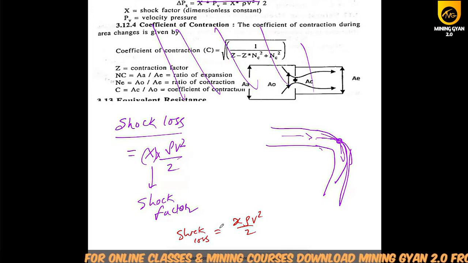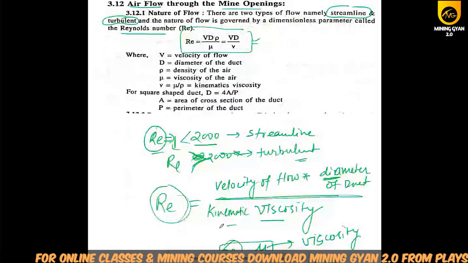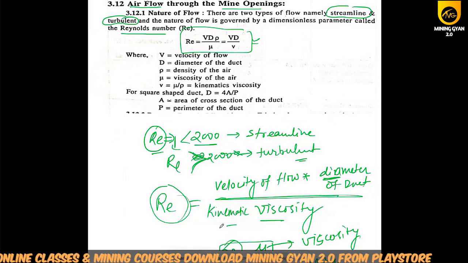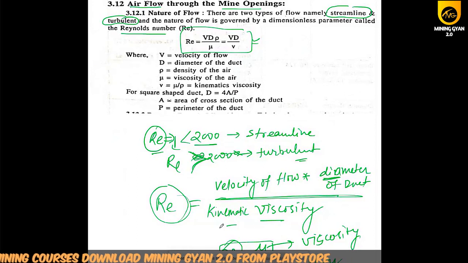What we have seen: first we have seen airflow through the mine openings. So how do you find out the nature of flow? With the help of the Reynolds number. What is the Reynolds number? Reynolds number is V d by small v, where V means velocity, d means diameter of the duct, and small v is the kinematic viscosity.